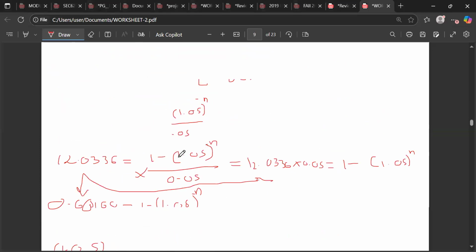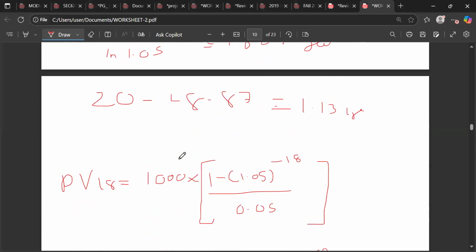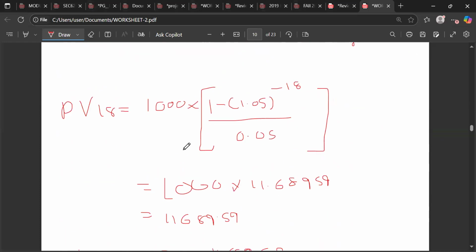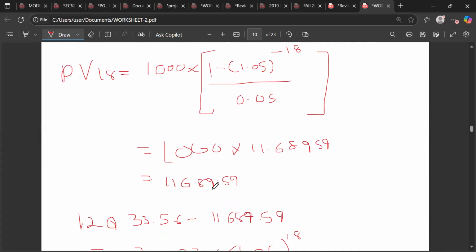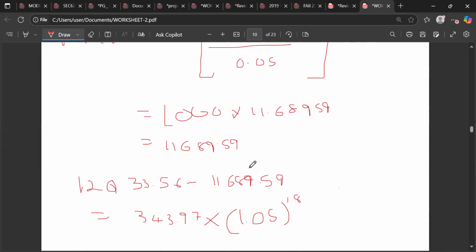So I started from here, right? Okay, so we said we find the present value of these payments for 18 years, PV18. The formula is the same as earlier on. So I'll say 1,000 times the annuity factor for 18 years, which is the formula we're using here: 1 minus 1.05 to the power negative 18 over 0.05. This gave us 11,689.59. Now we subtract this from the principal amount we invested, the 12,033.56, and the difference gave us 343.97.